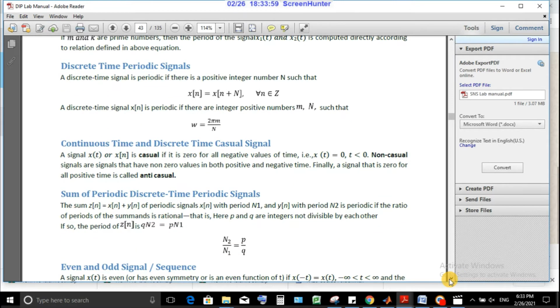Sum of discrete time periodic signals. The sum z(n) = x(n) + y(n) of periodic signals x(n) with period N1 and y(n) with period N2 is periodic if the ratio of periods of the summands is rational. That is, N2 divided by N1 = p divided by q, where p and q are integers not divisible by each other. If so, the period of z(n) is qN2 = pN1.